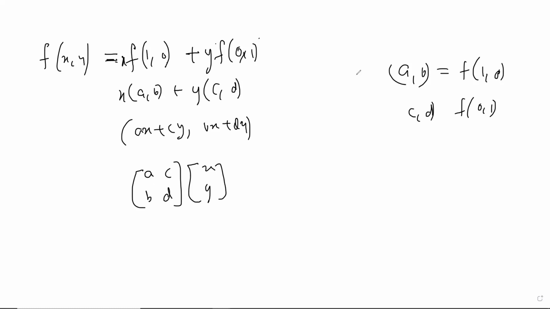So you see, this column is the important thing. This column is the image of f of (1, 0), the first unit vector, and this is the image of the second unit vector. And that's all you need to know. So not just that there is a matrix, but the entries of the matrix have this meaning. And that's all you need to find the linear function. We have a matrix representation. Okay, so that's it for today.